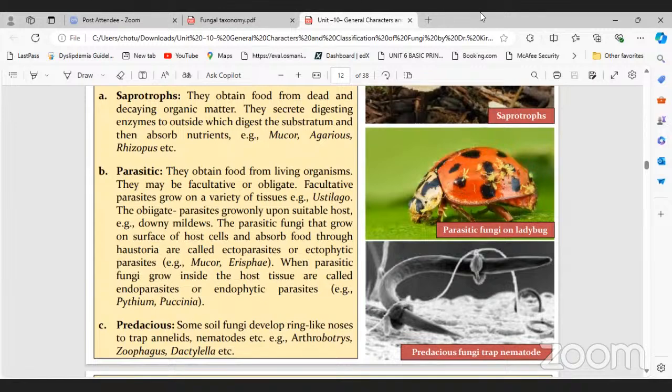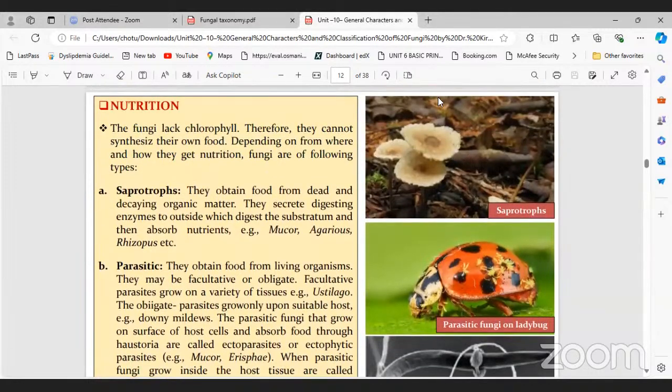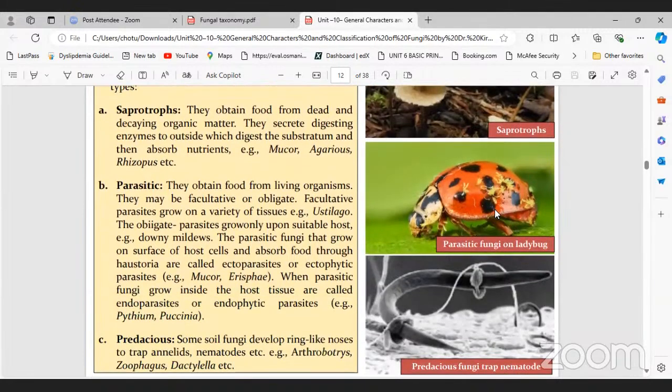First, obligate. You can observe in the picture: this is a saprophytic picture, and this one is a parasitic fungus, a ladybug. Facultative parasites grow on a variety of different types of tissues, for example Ustilago. This is facultative. The second one, obligate parasites, grow only upon a suitable host. The best example of obligate parasites is downy mildew diseases.